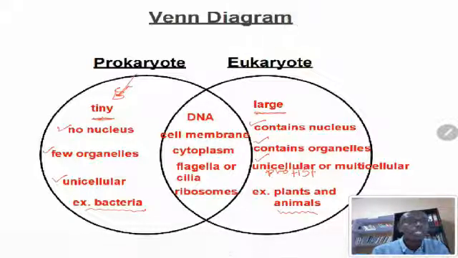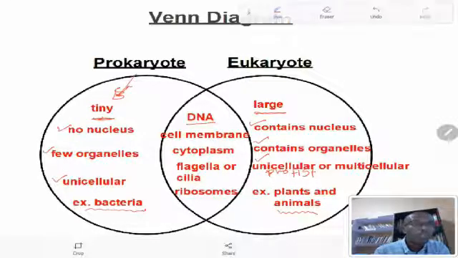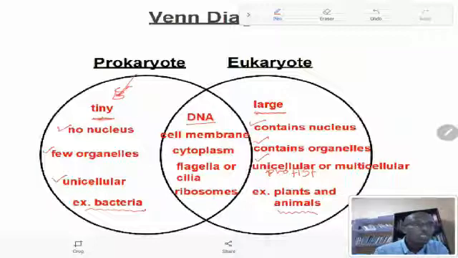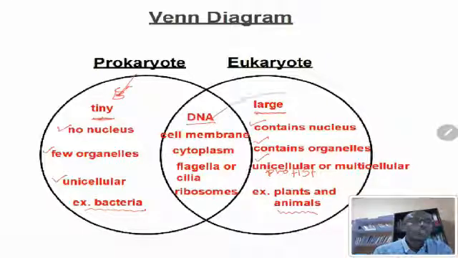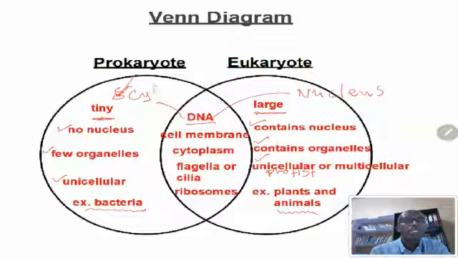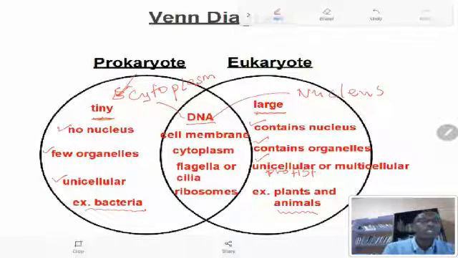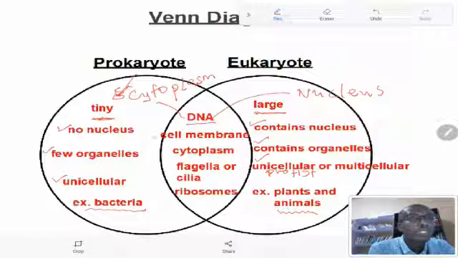They both have DNA, but the difference is the position of the DNA. In eukaryotic cells, the DNA is found inside the nucleus. But in prokaryotic cells, the DNA is found in the cytoplasm, especially a place called the nucleoid region. Both cells have a cell membrane. As we discussed earlier, we said this is the fence. It encloses the contents of the cell.